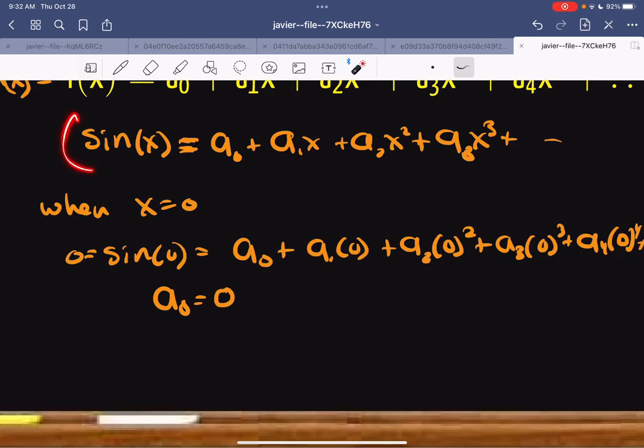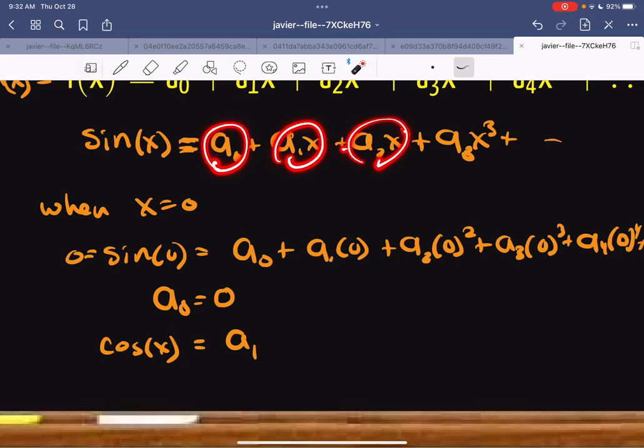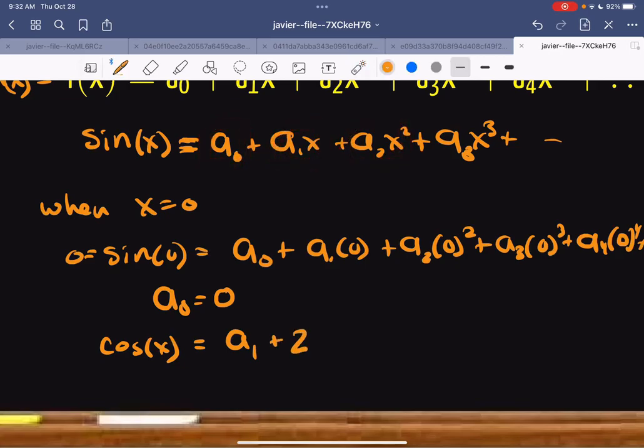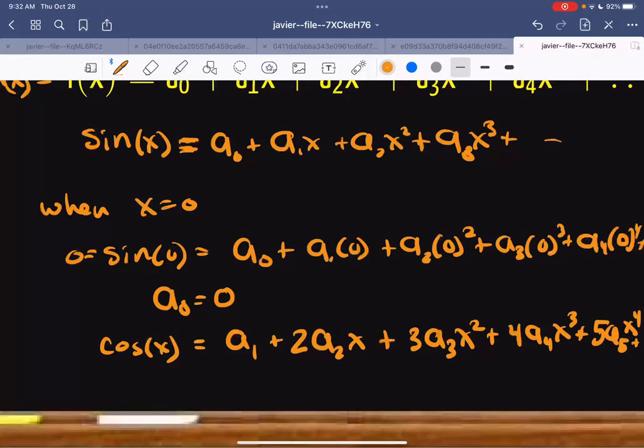So here we go. From here, I'm going to take the derivative, and I'm going to go to the bottom line. What's the derivative of sine, by the way? It's cosine of x, and that's equal to a1. That's because the derivative of the constant is 0, and the derivative of this is just a1. The derivative of this would be 2 times a2 times x, plus 3 times a3 times x squared, plus 4 times a4 times x to the third, plus 5 times a5 times x to the fourth, and so on and so forth.